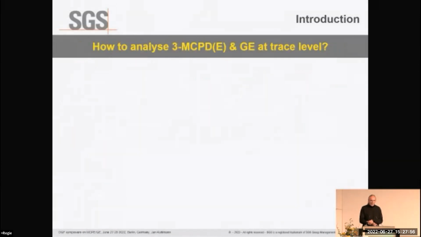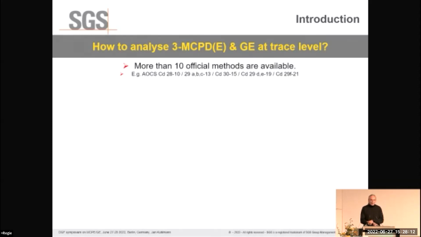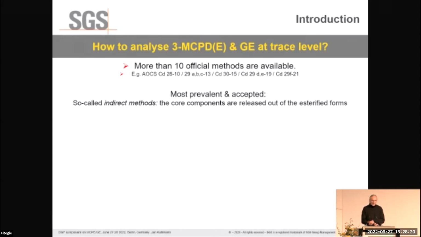Now, the question is from an analytical perspective, data already has been collected, obviously, otherwise EFSA could not have made any decisions, or the European Commission could not have made any proposals. How to analyze at trace level MCPD esters and Glycidyl esters? So we have more than 10 official methods available. AOCS was very active. Most prevalent and accepted are the so-called indirect methods.